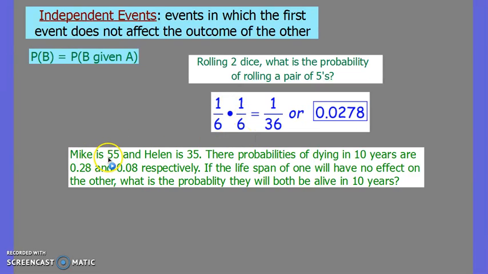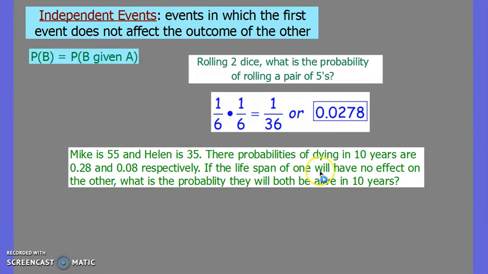Another event that could happen: Mike is 55, Helen's 35. Maybe we're an actuary and we're trying to figure out an insurance plan for them. Their probabilities of dying individually are 0.28 and 0.028, whatever their age, their lifestyle, whatever is going into this. Well, again, we've kind of calculated their probability, according to what we know, of dying. Well, if their lifespan of one has no effect on the other, if they don't know each other, they live in totally different places, what's the probability that they will both be alive in 10 years? Well, if they don't affect one another, then they are independent events.